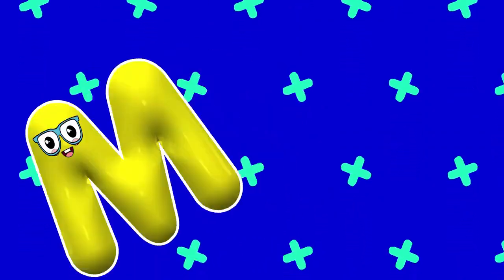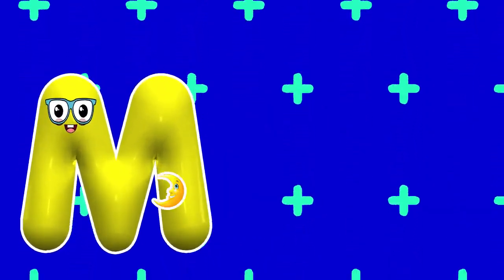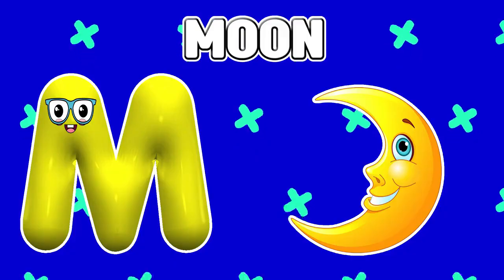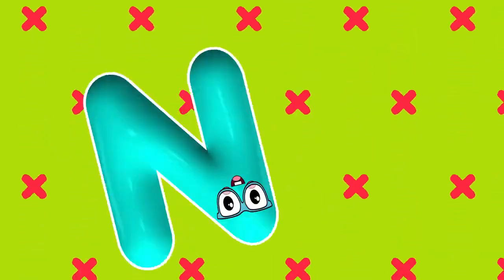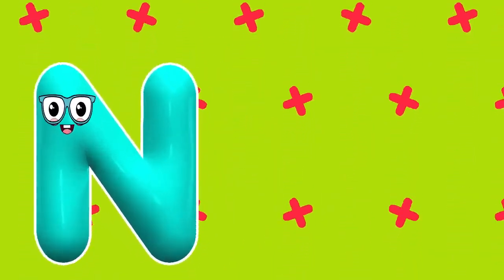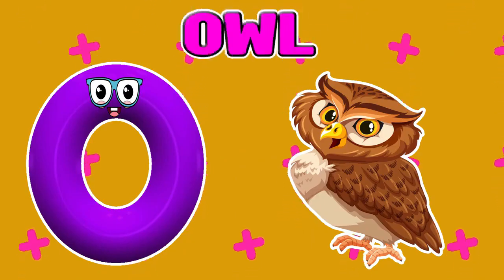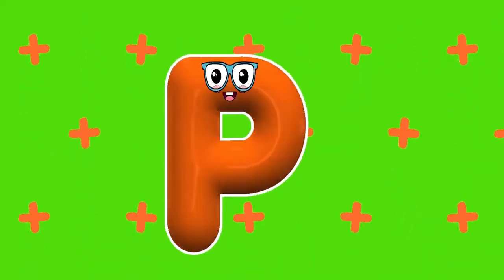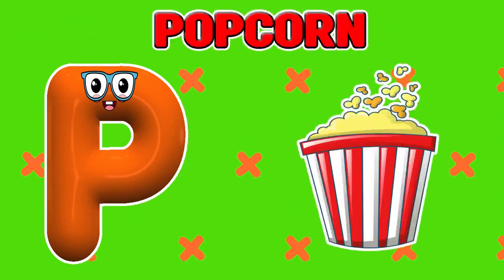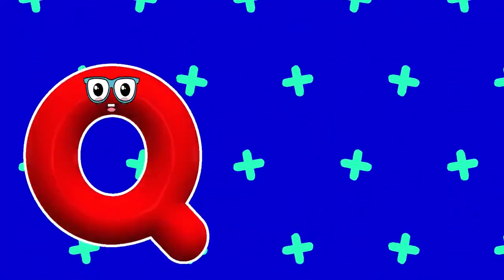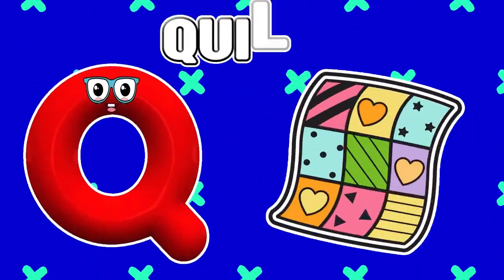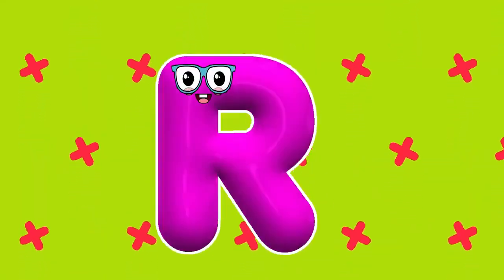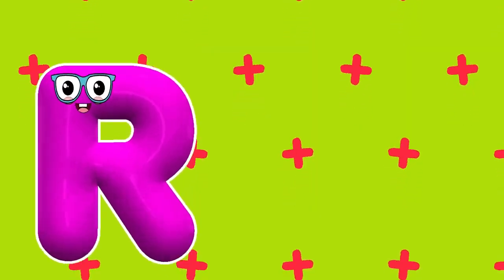M is for moon. N is for nose. O is for owl. P is for popcorn. Q is for quilt. R is for rat.